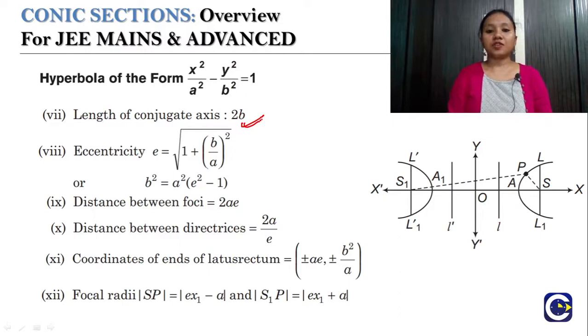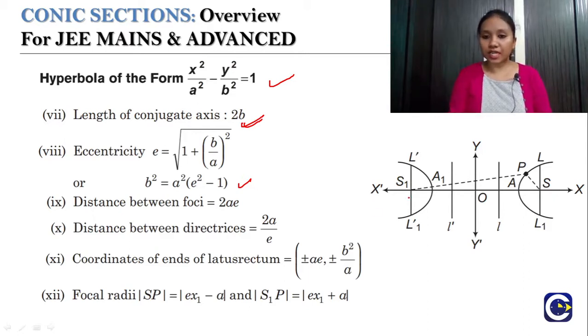As we have seen, eccentricity here will always be equal to root over 1 plus (b by a) whole square for this standard form of the hyperbola equation. In other words, you can even write it as b square is equal to a square into (e square minus 1). So either way you can find the eccentricity of the hyperbola.